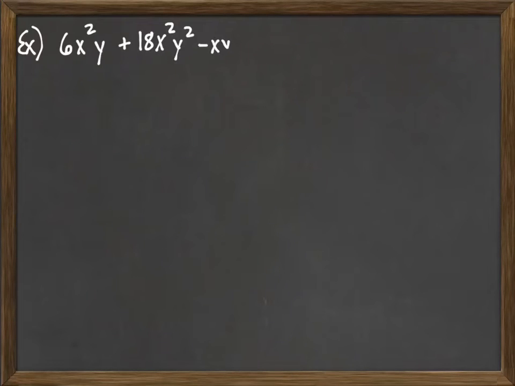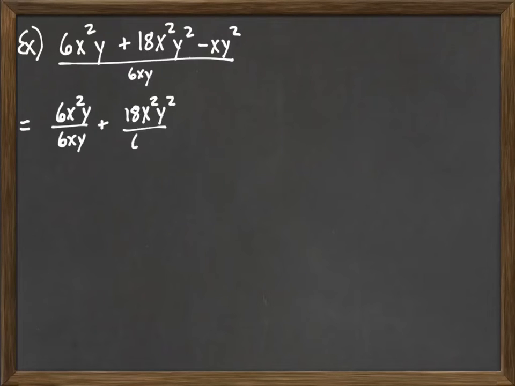Okay, so let's turn to one last example here. 6x squared y plus 18x squared y squared minus xy squared over 6xy. Now this is a little bit messy, a little bit more confusing because we have the xy's involved in the problem, but the way that we're going to approach it doesn't change. We're going to take that denominator and divide it into each thing in the numerator.